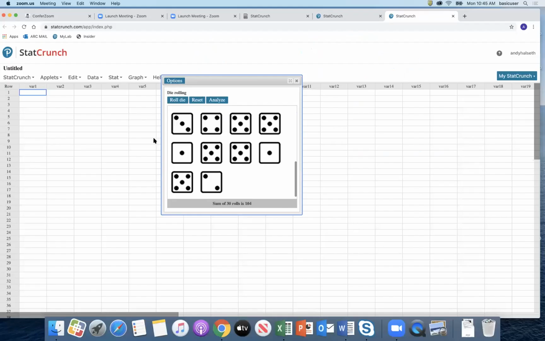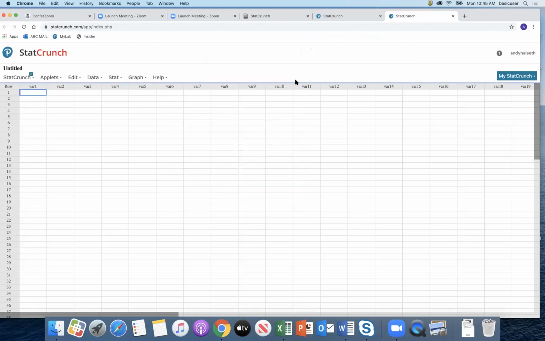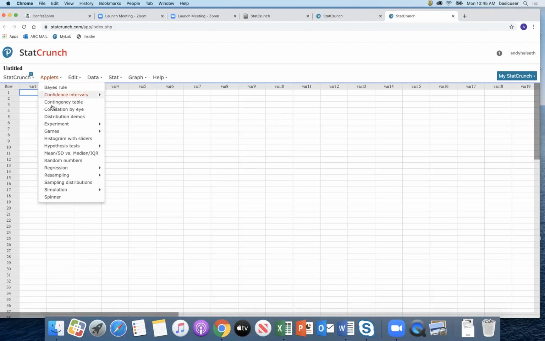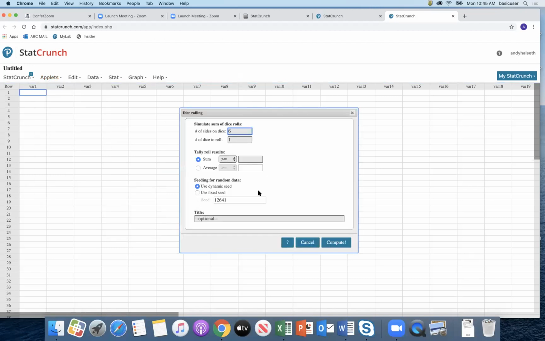Now, I don't want to sit here and roll that die 3,000 times. That would be torture. Okay, so we're back to StatCrunch. Now, instead of using the one I was just doing, there's another one that I can use to do a lot of them, and that's simulation. So I'm going to go into simulation, dice rolling.